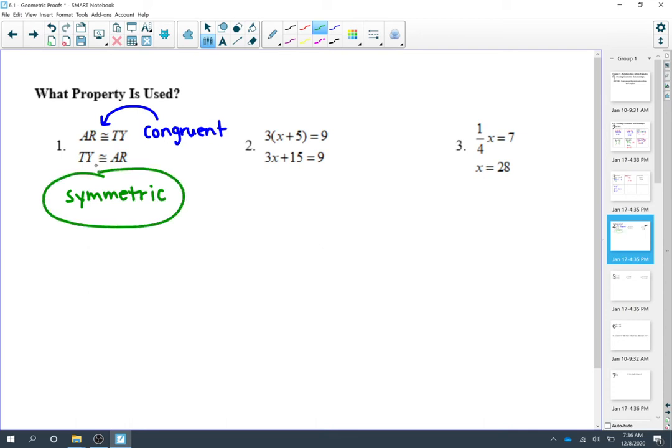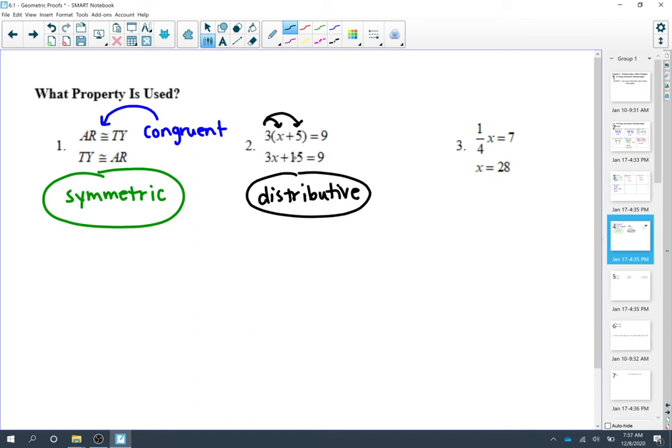Okay, number 2, 3 times x plus 5 equals 9. So then we can say 3x plus 15 equals 9. That is your distributive. Okay, so they took the 3 and they distributed it in to get the second line.